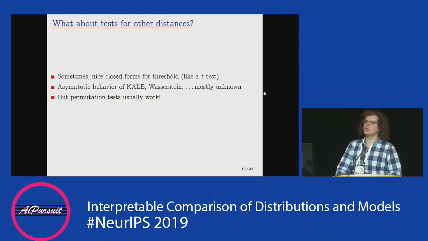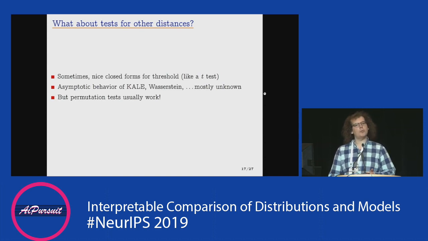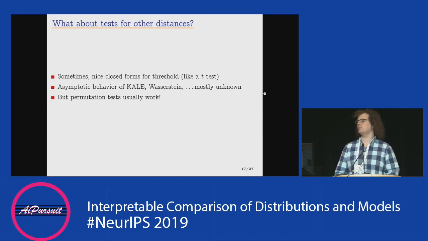Okay, so Arthur spent the first bit of the talk talking about all kinds of other distances, and you might ask, well, can I run tests with those? Of course you can. One issue is that for a lot of these distance estimators, the asymptotics aren't so well understood. There's some special cases where we know things about them, but for the most part, things like the KL or most Wasserstein estimators, it's just really hard to analyze. But it doesn't necessarily matter because you can always do permutation tests and you can always run a test like that. So that's a thing to keep in mind.